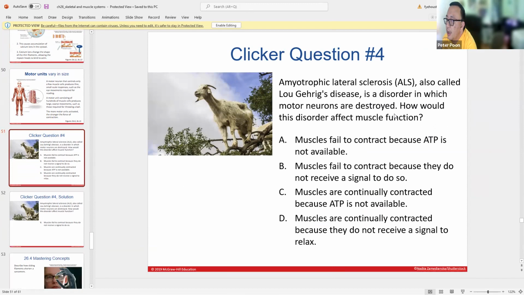ALS is called Lou Gehrig's disease. It's a disorder in which motor neurons are destroyed. The muscle fails to contract because it doesn't receive a signal to do so. No motor neuron, no signal to contract.